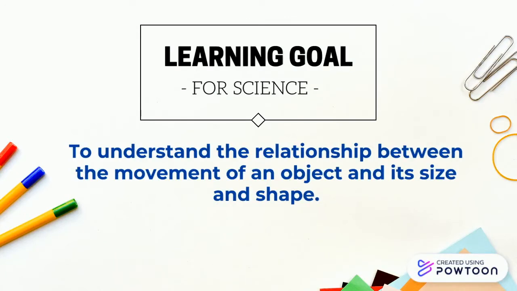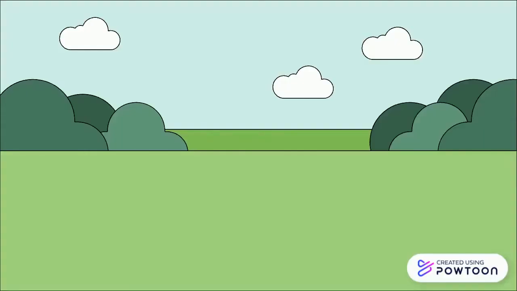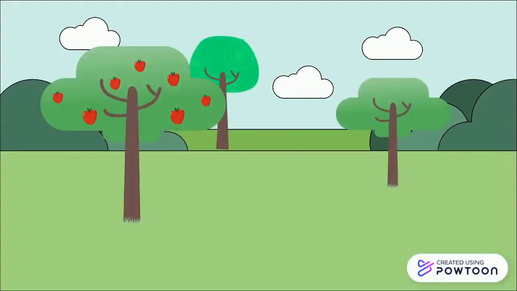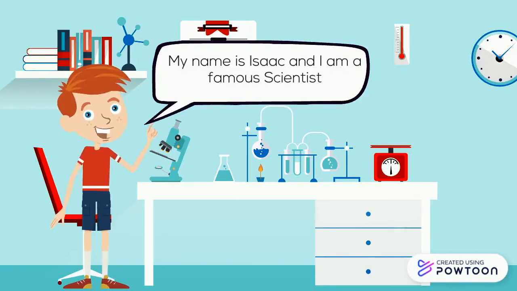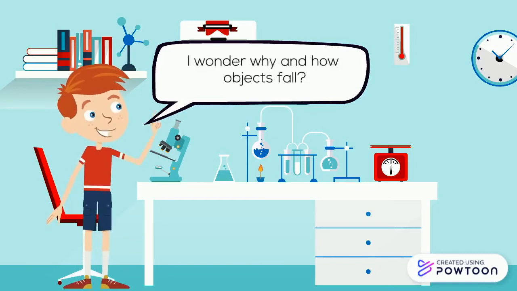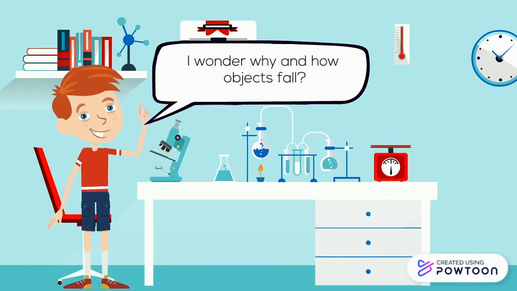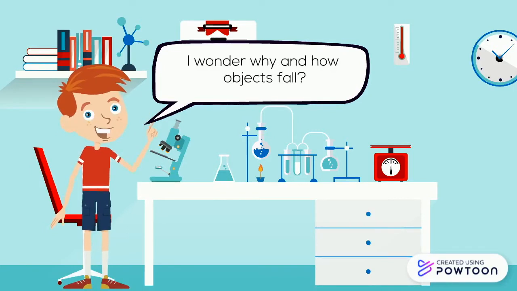A young man once sat under an apple tree contemplating the many wonders of the world. As he sat thinking, an apple fell straight down from the tree and it hit him on the head. His name was Isaac Newton and he was a very famous scientist. This was the moment Isaac wanted to investigate why and how objects fall. We are going to be following in Isaac's footsteps and investigating the same concept.